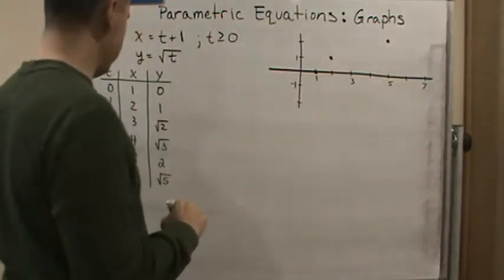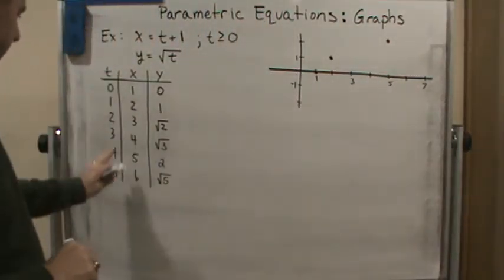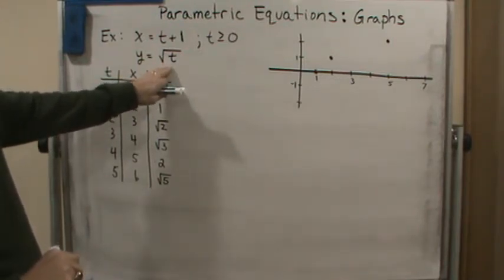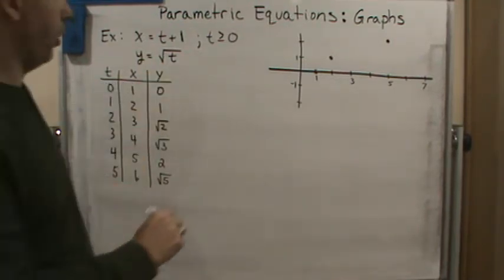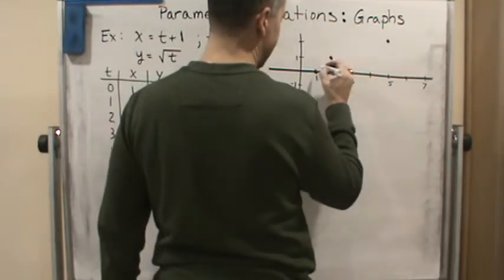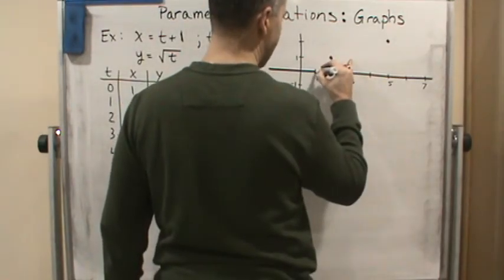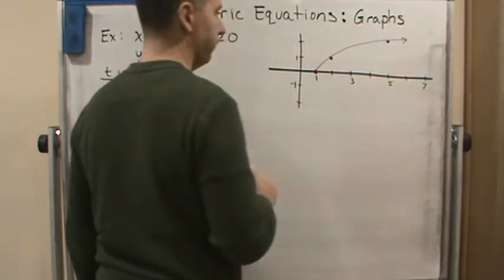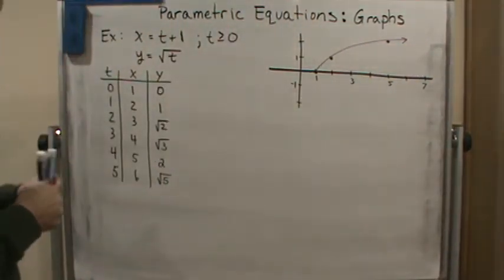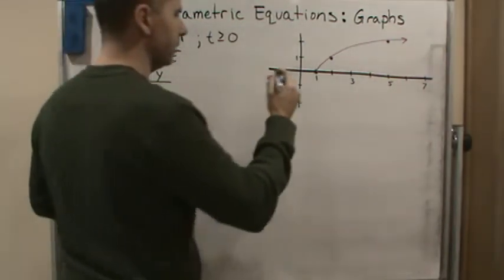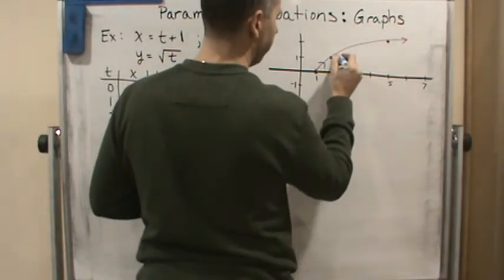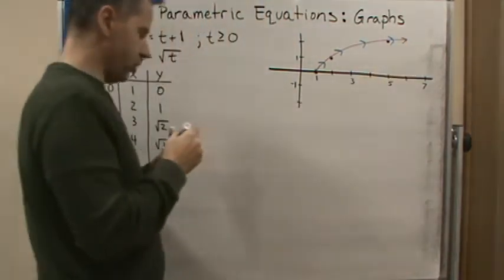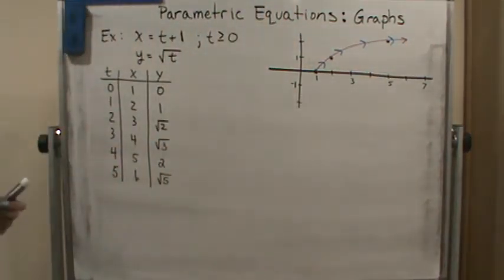And I already know what this is going to look like. This is going to be like a square root function, right? So it's basically half of a parabola, the top half of a parabola. And so you can see the directional lines are going that way.